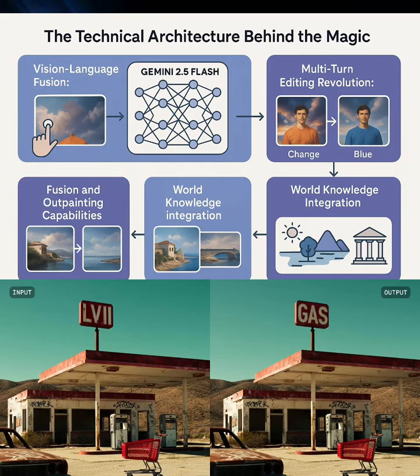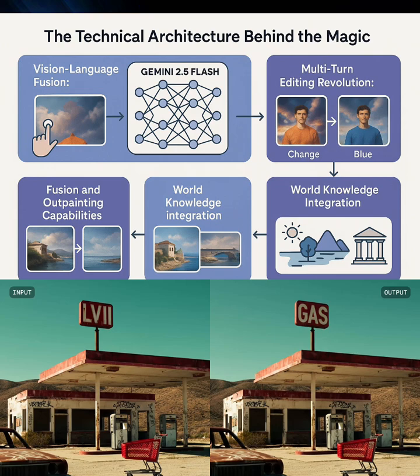Multi-turn editing revolution. This is where Nano Banana truly shines. Traditional AI image editors treat each request as isolated: edit the background, lose track of the subject; change the lighting, forget about the original mood. Gemini 2.5 Flash maintains a persistent understanding of your image's identity throughout multiple sequential edits. It remembers faces, preserves brand elements, and maintains stylistic consistency across an entire editing session.